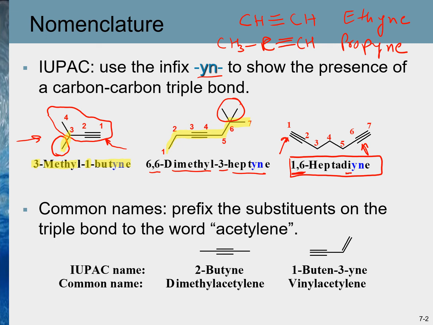The most common alkyne whose common name is used instead of the IUPAC name is ethyne. The common name for ethyne is acetylene.